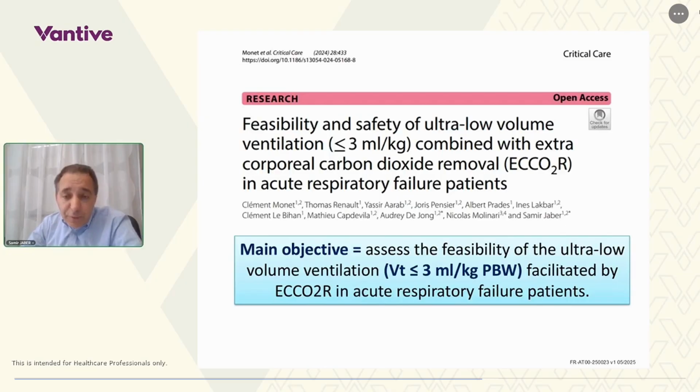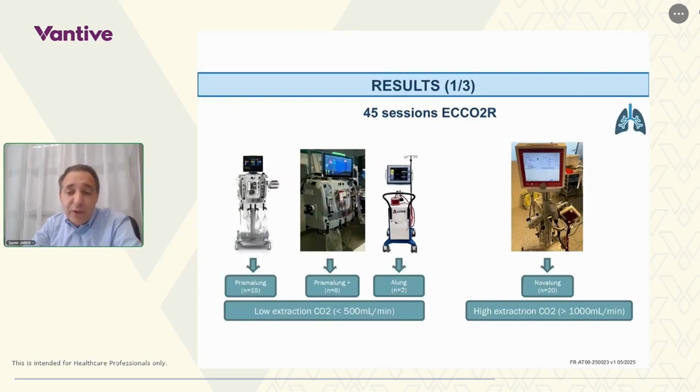More recently, we published this paper last month in the Critical Care journal, and we showed that we can assess the feasibility of real ultra-low volume ventilation. We tried to reach less than 3 ml per kilogram, facilitated by ECCO2R in acute respiratory failure. We reported our experience, with 45 sessions in 40 patients, and we also compared machines with low extraction flow, with low extraction of CO2, less than 500 milliliters per minute, and high extraction flow, which is more than 1 liter per minute.